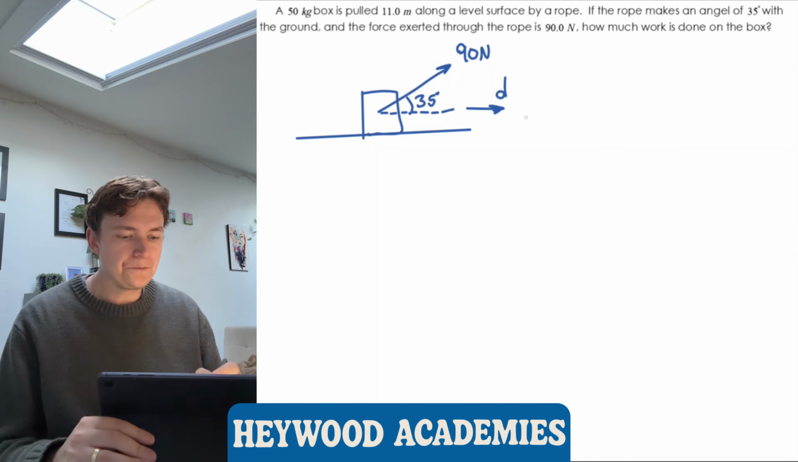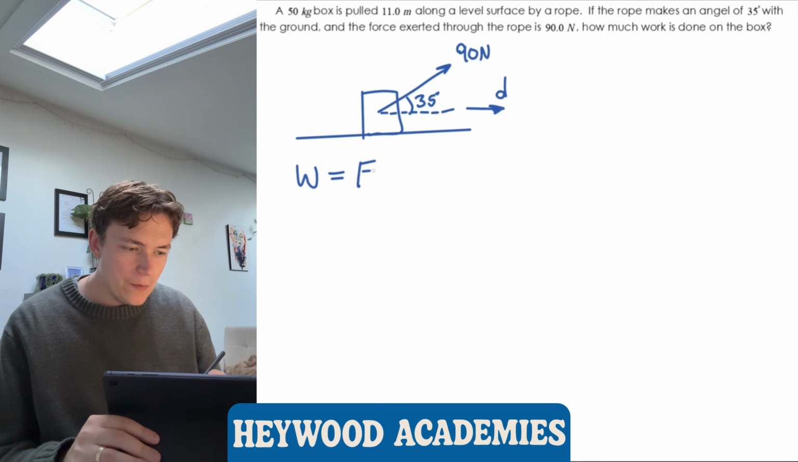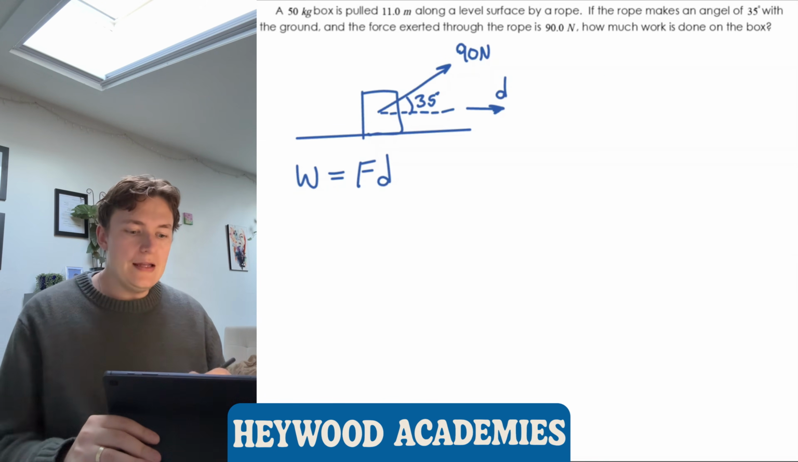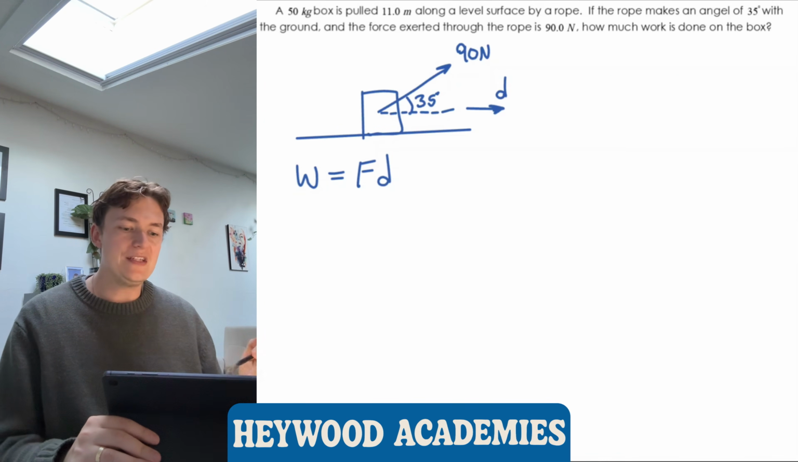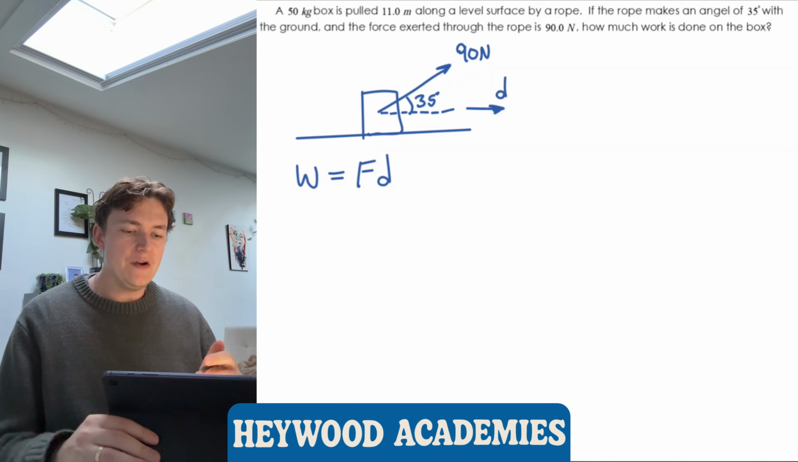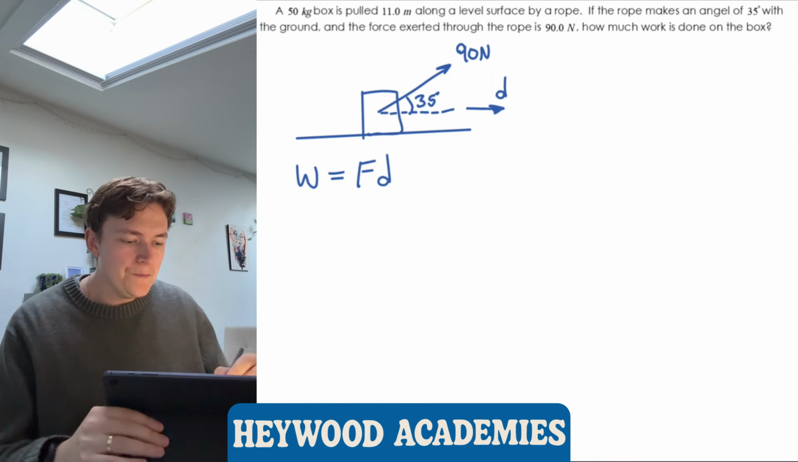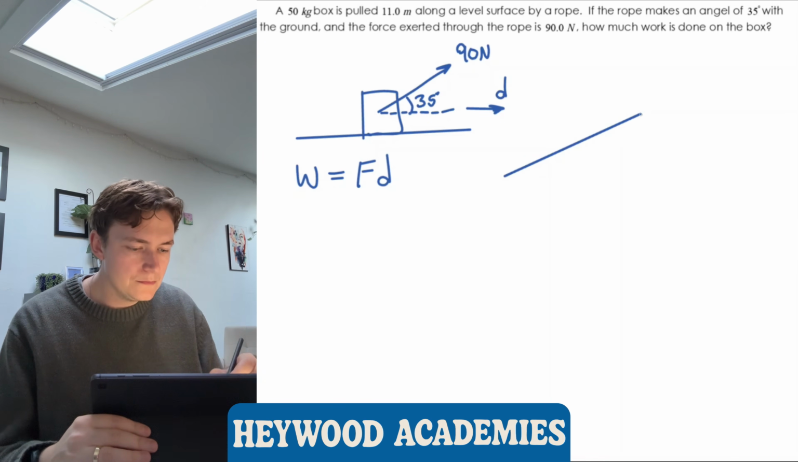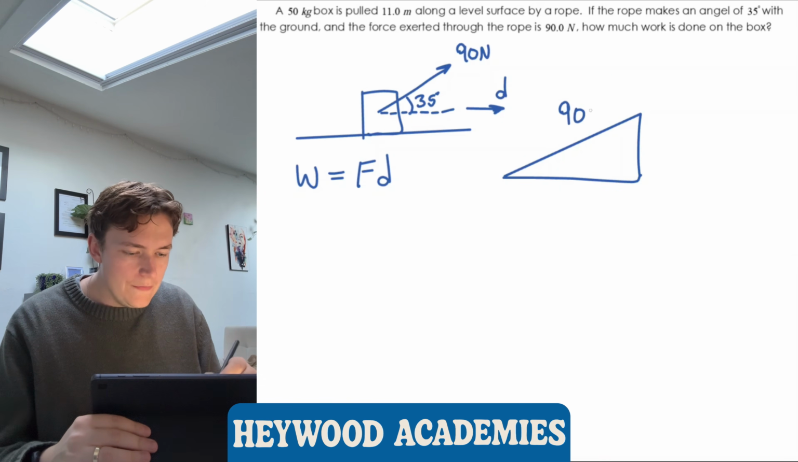So to use that equation that we were using before, where we said work is equal to force times distance, it's got to be the force that points either in the same direction as the distance or exactly the opposite direction. So because our force is off at this weird angle, we've got to use a little bit of trigonometry to work that out. Let's draw a triangle. We've got 90 newtons over here. The force that we want to use in this equation is this one.